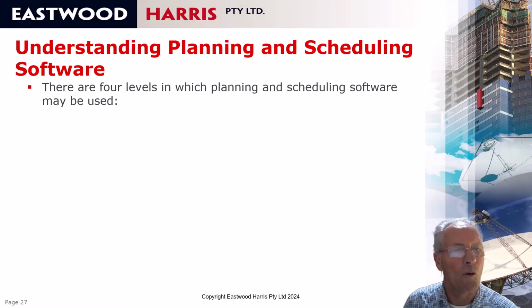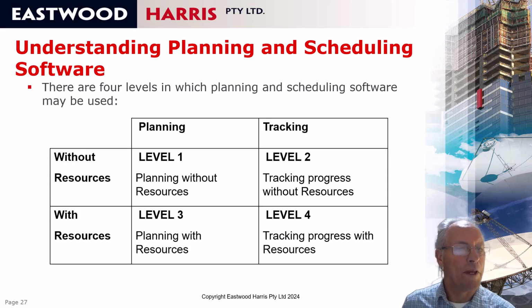So there are 4 levels in which planning and scheduling software may be used. Level 1 is without resources, planning a project without resources. Level 2 is tracking progress without resources. Level 3 is planning with resources. And level 4 is tracking progress with the resources. And we'll go through and have a look at how you can use Primavera P6 at all of these levels. When I go through the course between level 1 and level 2, I'll add a bit of formatting so you can format your view and use layouts and filters.